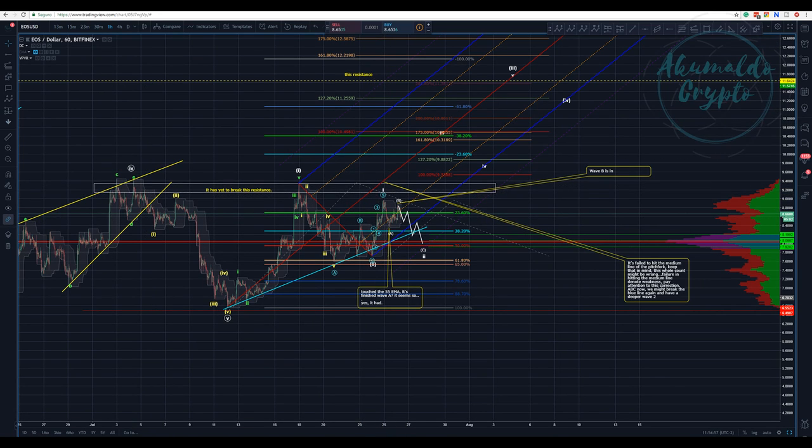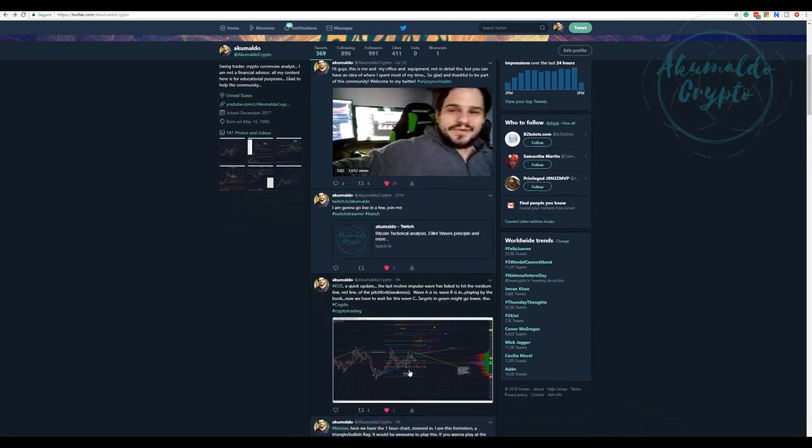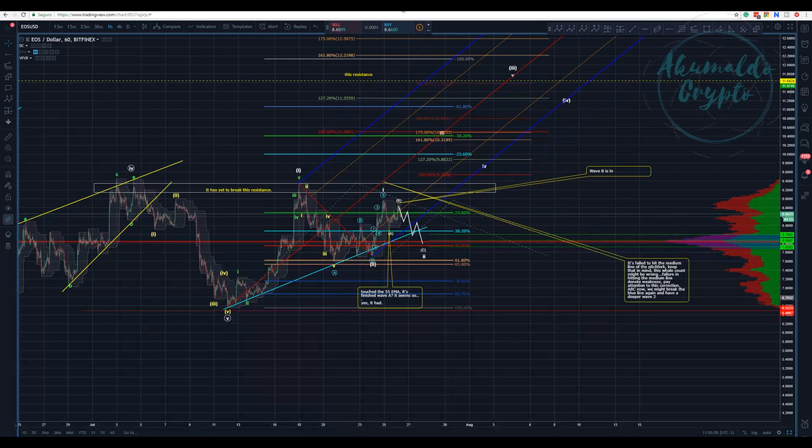If you follow me on Twitter, you can see here I have proposed this setup. This is my EOS. We are now going down to perhaps touch those levels here, $8.19, or lower, $8. I don't think we're going to break the $8 level. This is going to be our C here and our two.